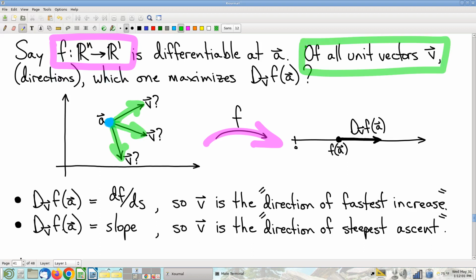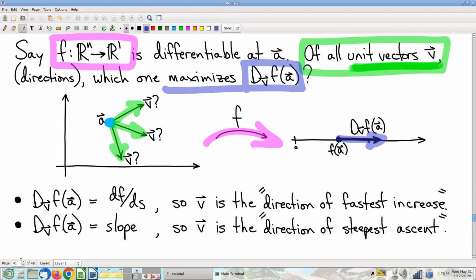And of all of my options, and keep in mind, in this class, we're using unit vectors to describe directions. Right? Of all the different directions that I could move, which one is going to make the directional derivative, namely the rate of change of the output, which one is going to make that directional derivative as big as possible?